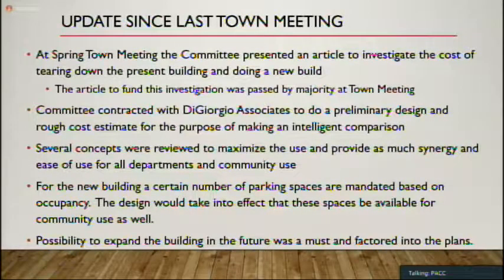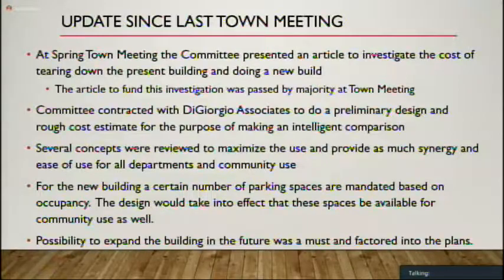So we reviewed several concepts with the architect. The task that the committee had was to provide the town with an apples-to-apples comparison. So we programmed all of the uses in the new building that had been determined would go into the renovation project. And the intention, again, was to provide the town with, if we did the same program in a new building, this would be the cost, so that the town could see what that difference is.